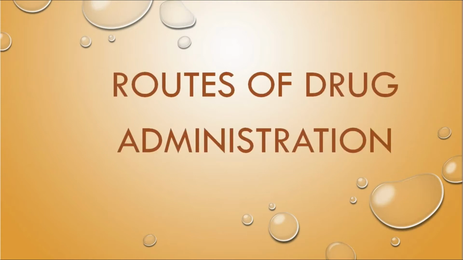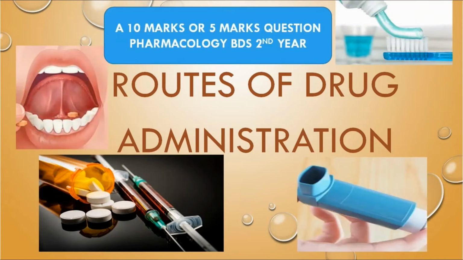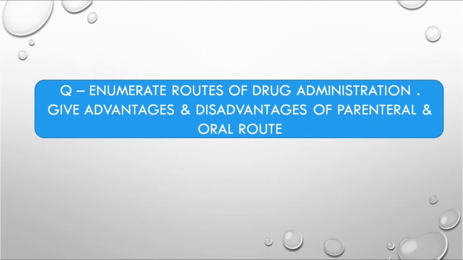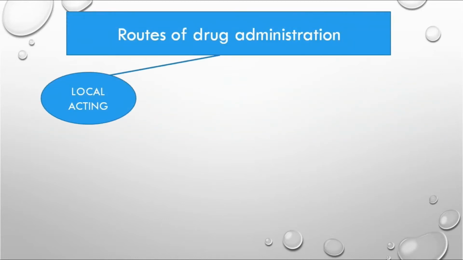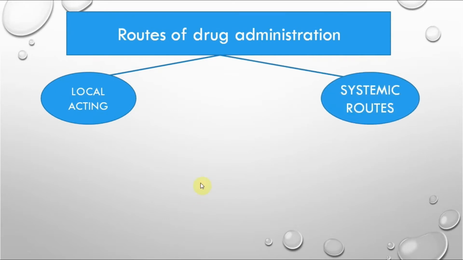Routes of drug administration is an important topic, as a high yielding 10 mark or 5 mark question comes from this in the BDS Pharmacology second year final exam. The question comes as: enumerate routes of drug administration, give advantages and disadvantages of parenteral and oral route. Divided into two types as local acting or systemic route.